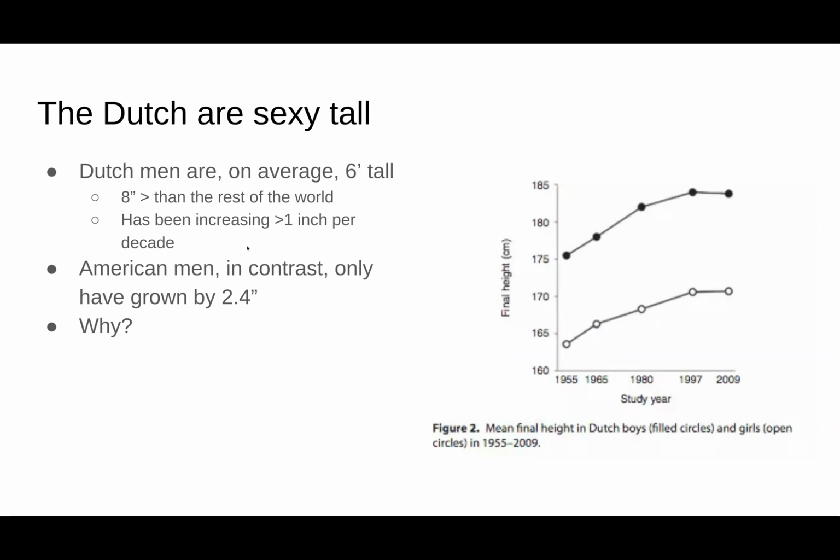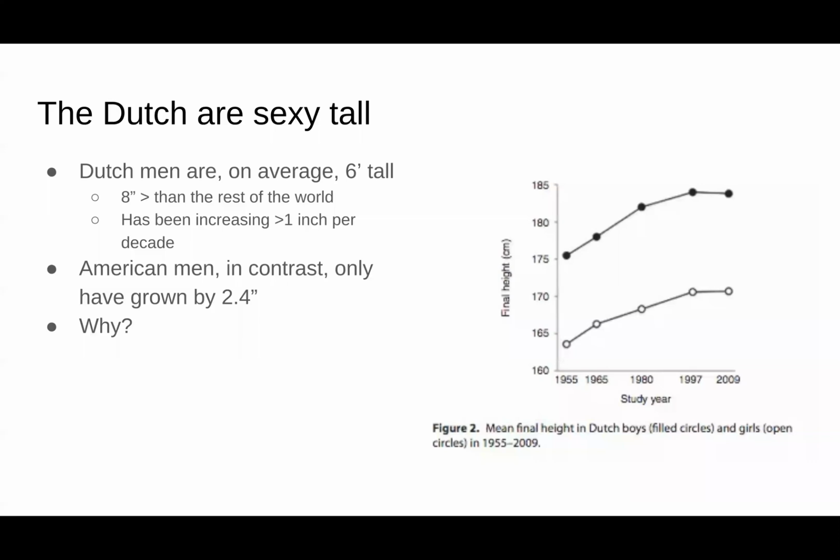And we've been increasing greater than 1 inch per decade in the Netherlands, which is really fast. So the population is getting an inch taller every decade. And then conversely, if you think about history, people back in, say, 0 BC were much, much shorter than they are now, which I think is interesting. And just to put that in perspective, if you contrast how much males in the United States have grown versus males in the Netherlands, males in the United States have only grown by about 2.4 inches, whereas those in the Netherlands have grown upwards of 6 inches in the same time period.